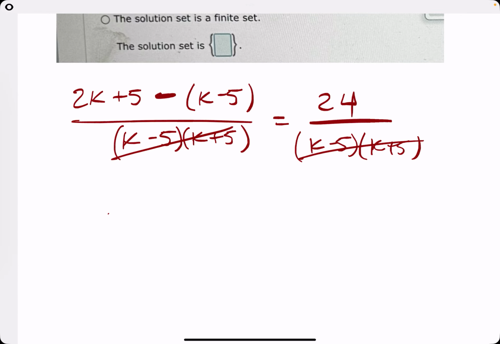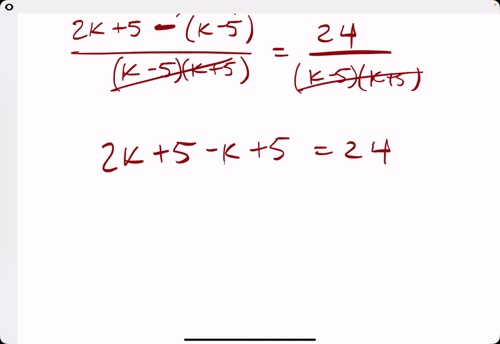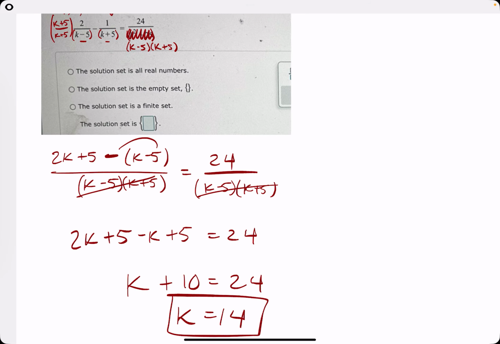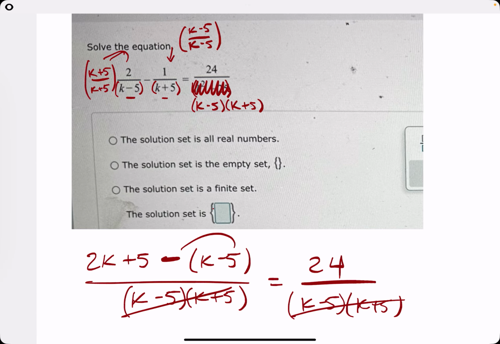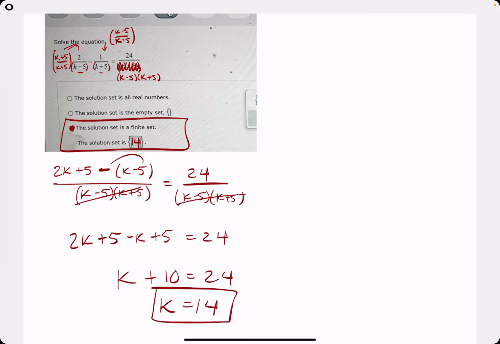So let's keep simplifying. We have 2k plus 5. We have minus k, but minus 1 times negative 5 is plus 5 equals 24. 2k minus k is k. 5 plus 5, 10. Equals 24. We subtract 10 and we get k is equal to 14. 14 is our finite set. Okay, that was number 4.